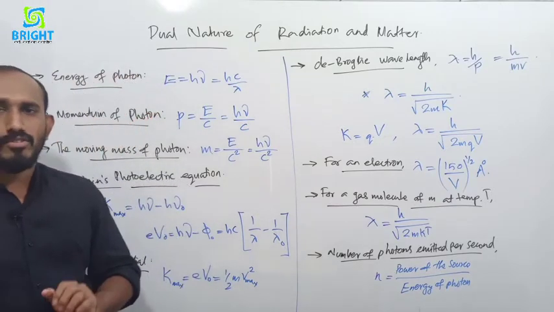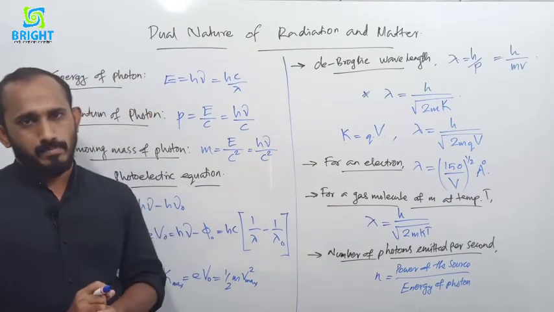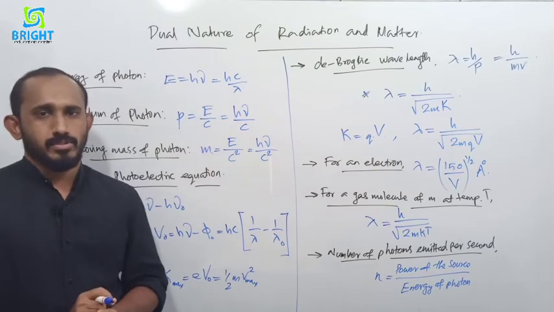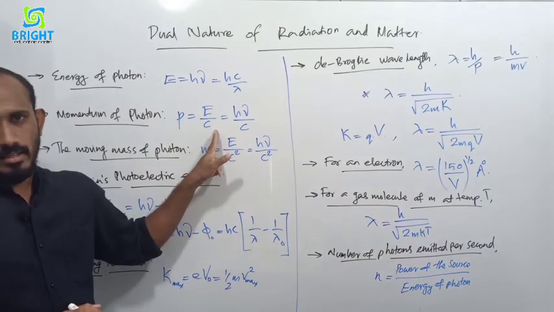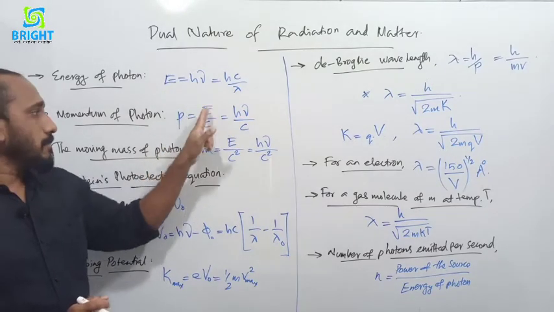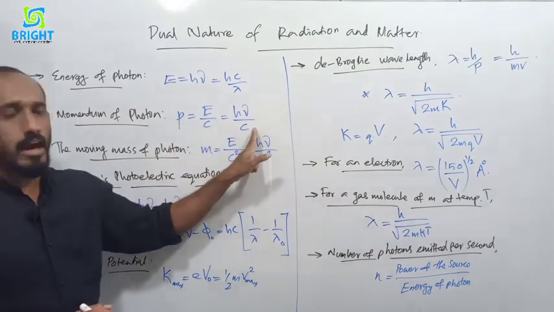Momentum is a product of mass and velocity for moving objects. So the momentum of a photon is given by P is equal to E by c. Energy is h nu, so h nu by c gives us the momentum.